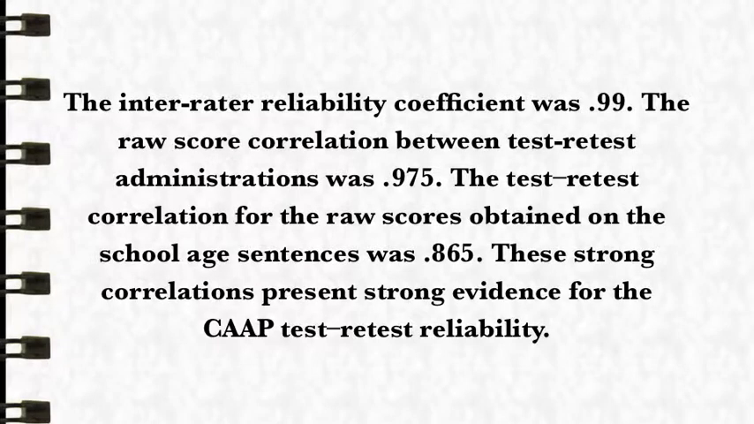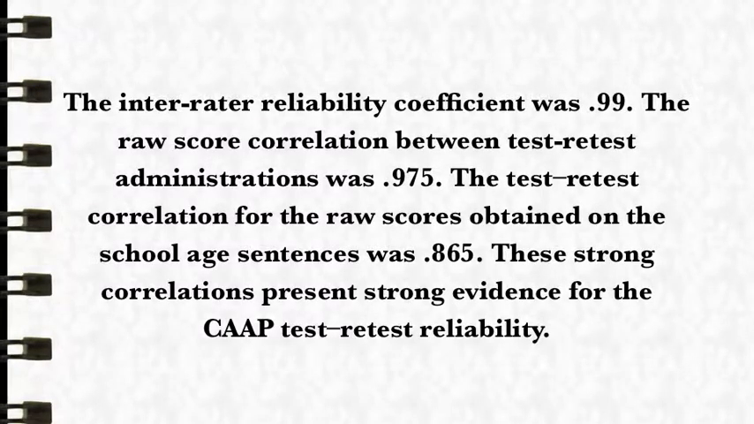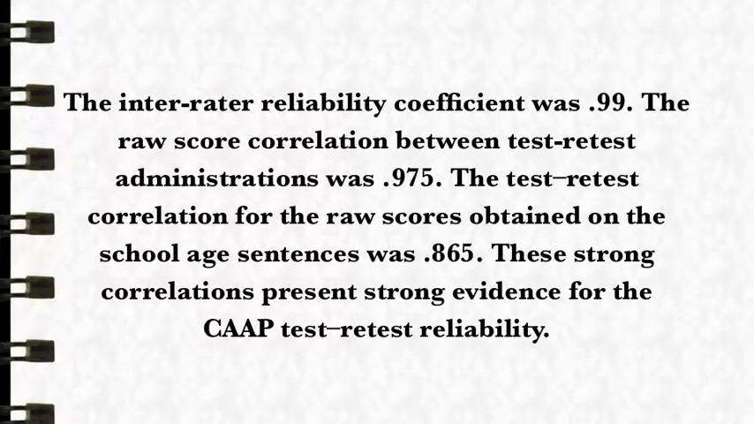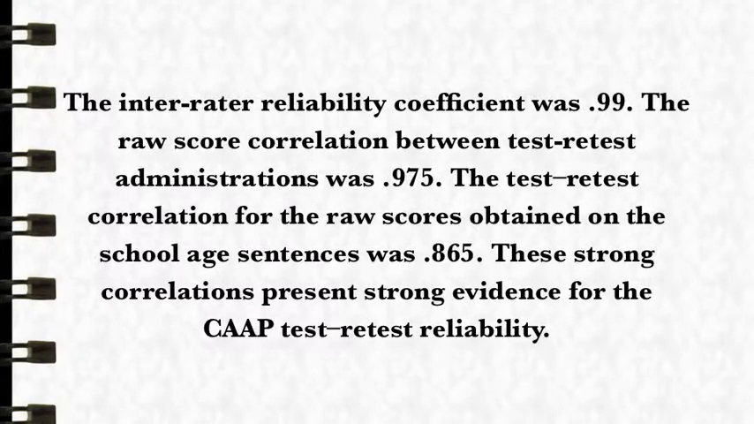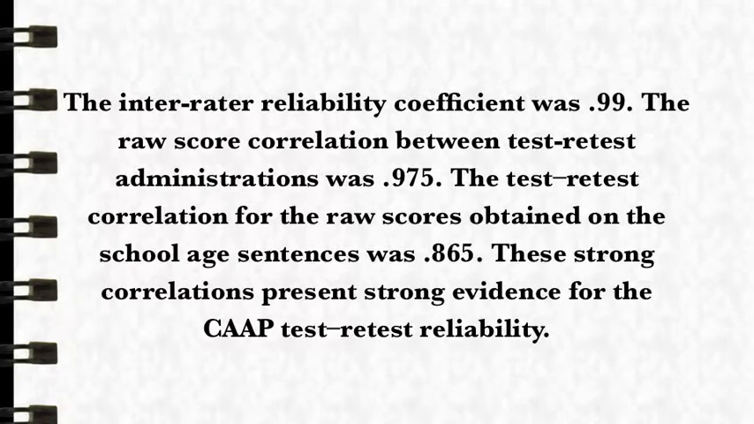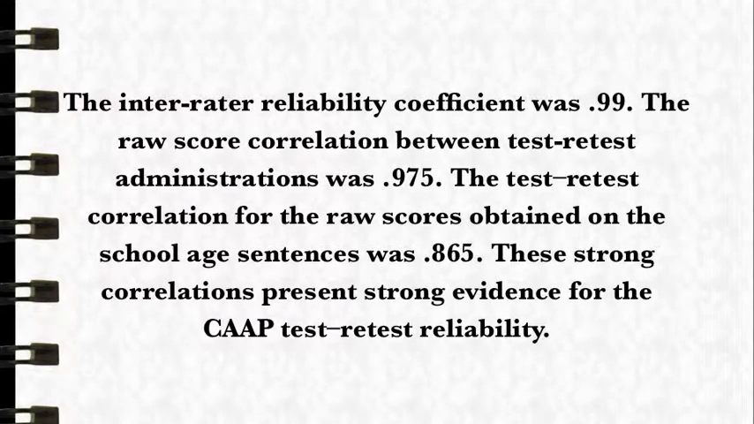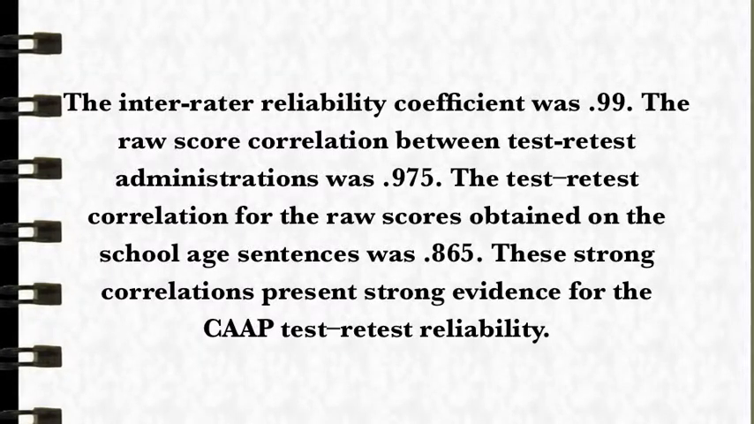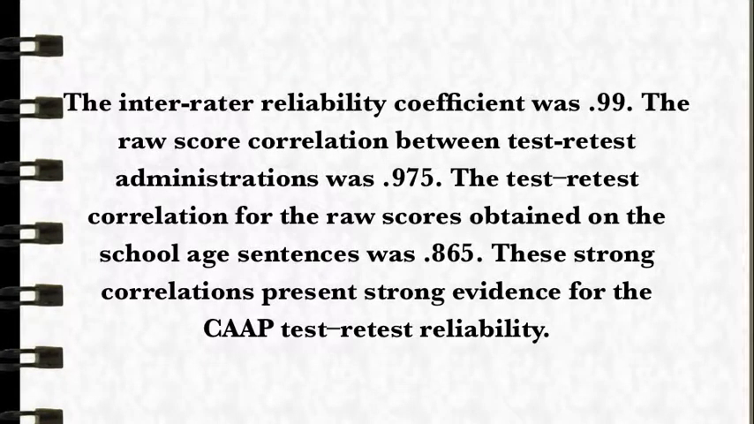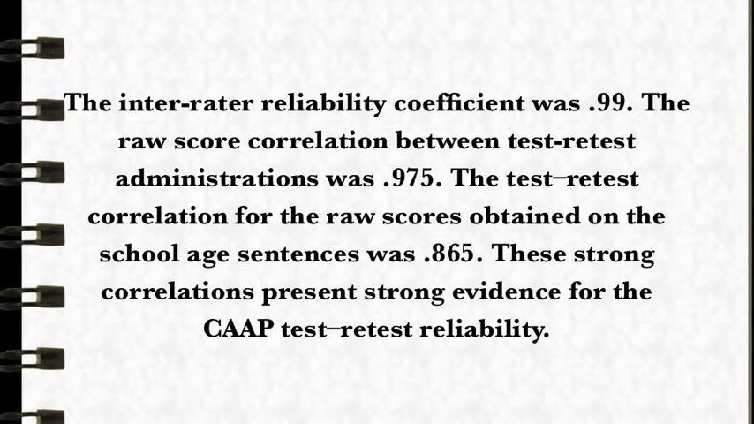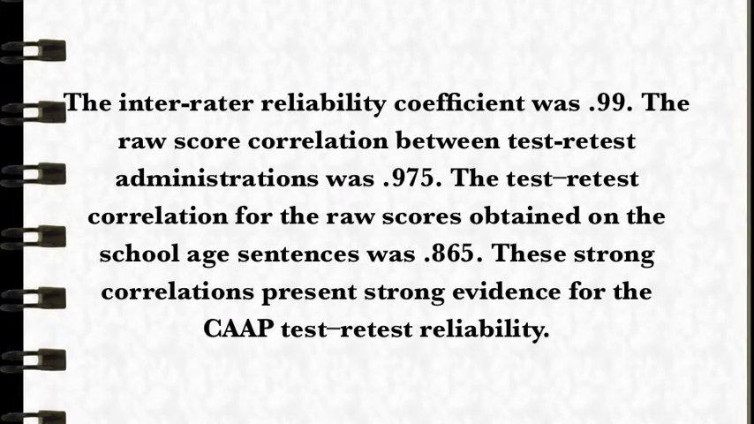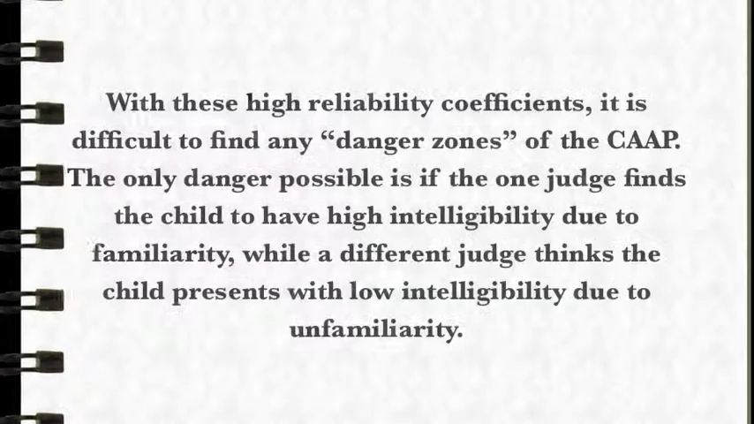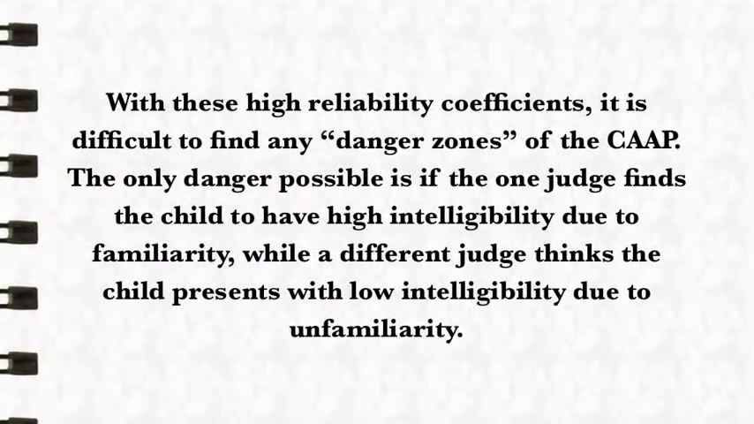The standardization version consisted of 63 consonant singleton words, 18 cluster words, 13 multisyllabic words, 15 preschool sentences, and 15 school-age sentences. All standardization stimuli were well organized and easy to use. With these high reliability coefficients, it is difficult to find any danger zones of the CAP. The only danger possible is if one judge finds the child to have high intelligibility due to familiarity, while a different judge thinks the child presents with low intelligibility due to unfamiliarity.